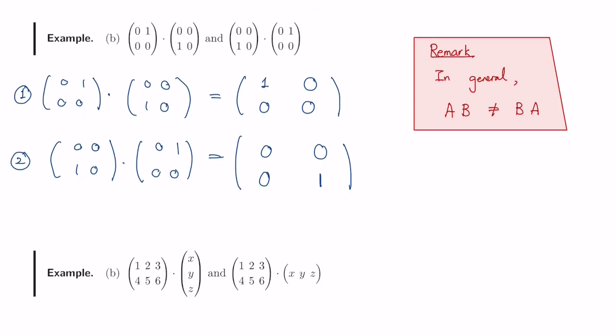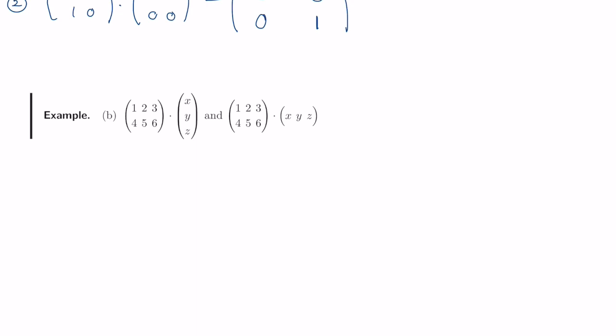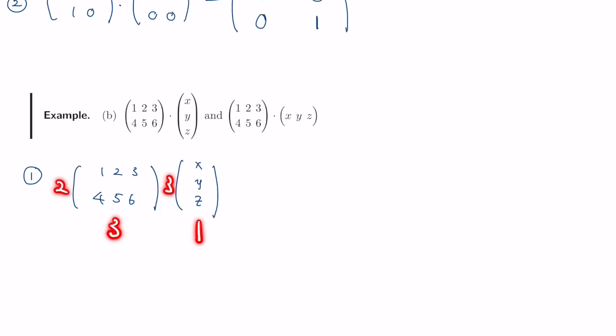Okay, so let us do the last example. The last example, you have the first one, that is [1,2,3; 4,5,6] times a column vector x, y, z. So what is this? This is a 2 by 3 matrix, and this is a 3 by 1 matrix. So in this case, we can multiply them because these two numbers agree, and then the resulting outcome would be a 2 by 1 matrix.